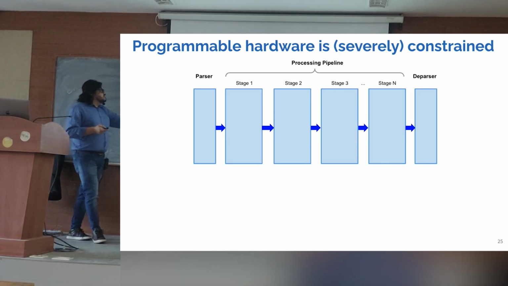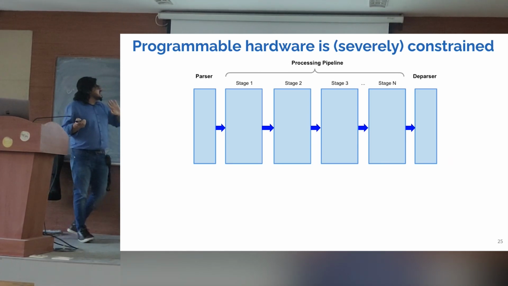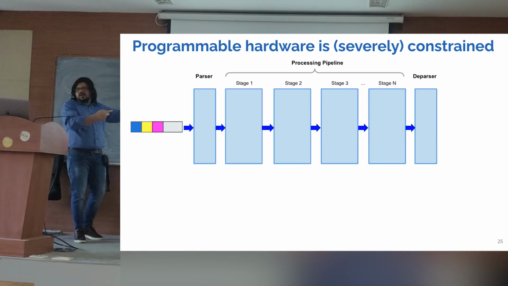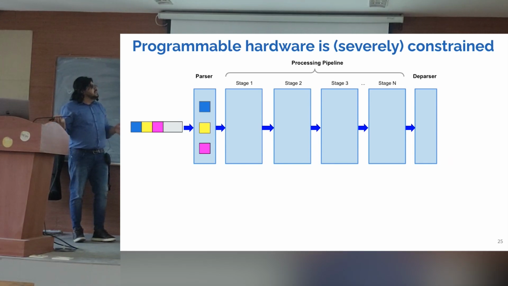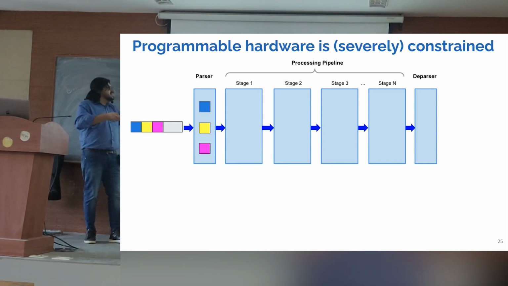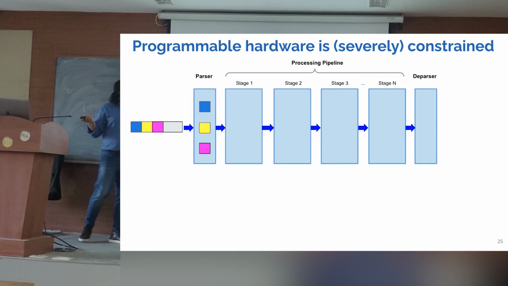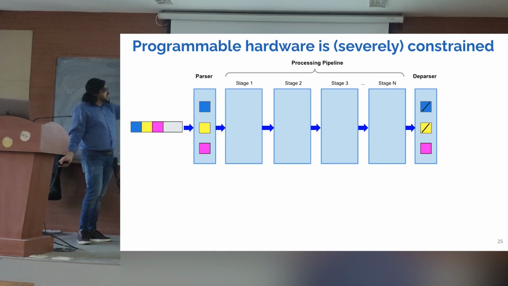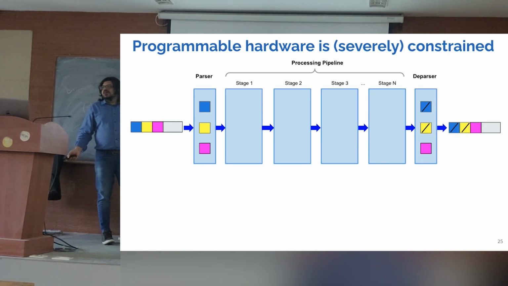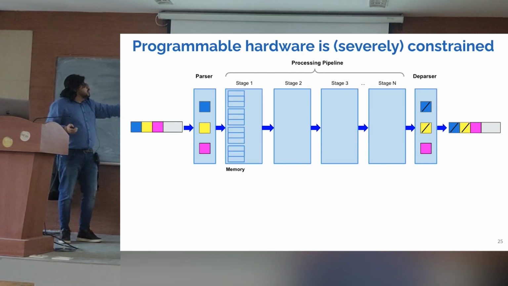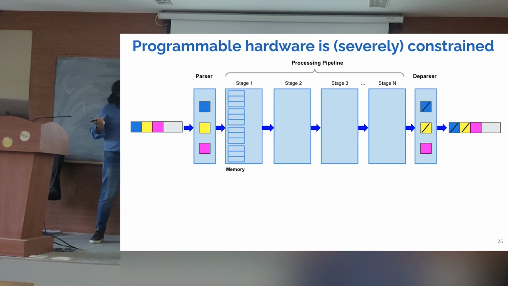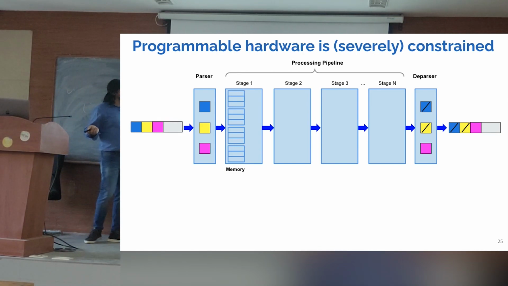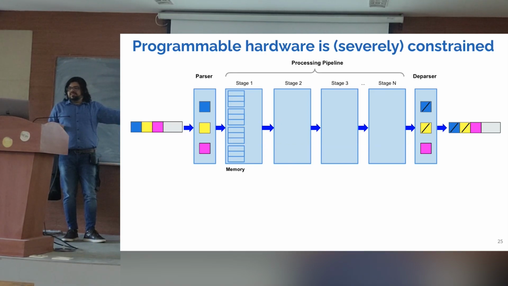So let's say a packet comes in. These are the packet headers, shown here in different colors. You have a parser using which you can parse out these headers. And you have a deparser on the other end where you can modify these headers, do whatever you want to, and then send it out on the other end, right? In between, you have a processing pipeline with a bunch of stages, and the number of stages is limited. To show one stage, there is memory in each stage, and then there is computation in each stage. So there are ALUs in each stage, right?